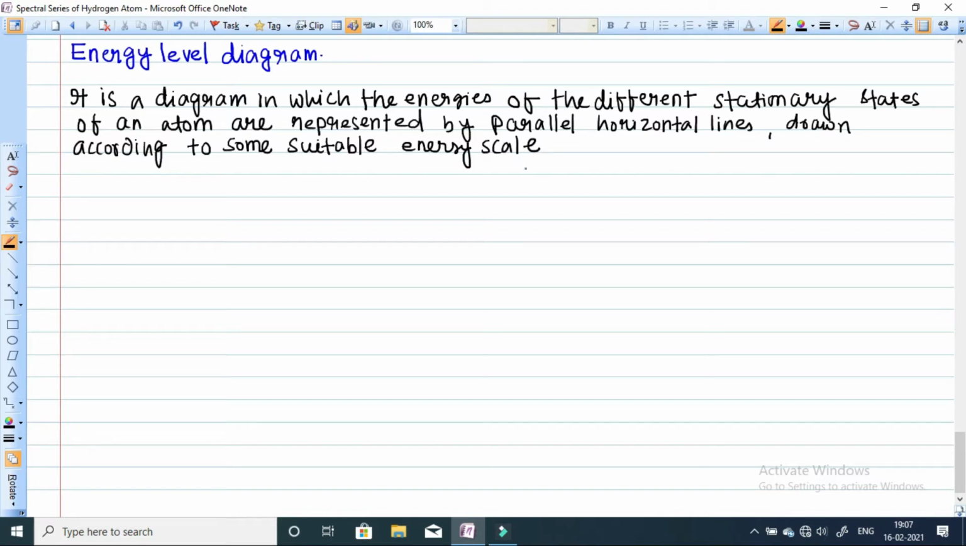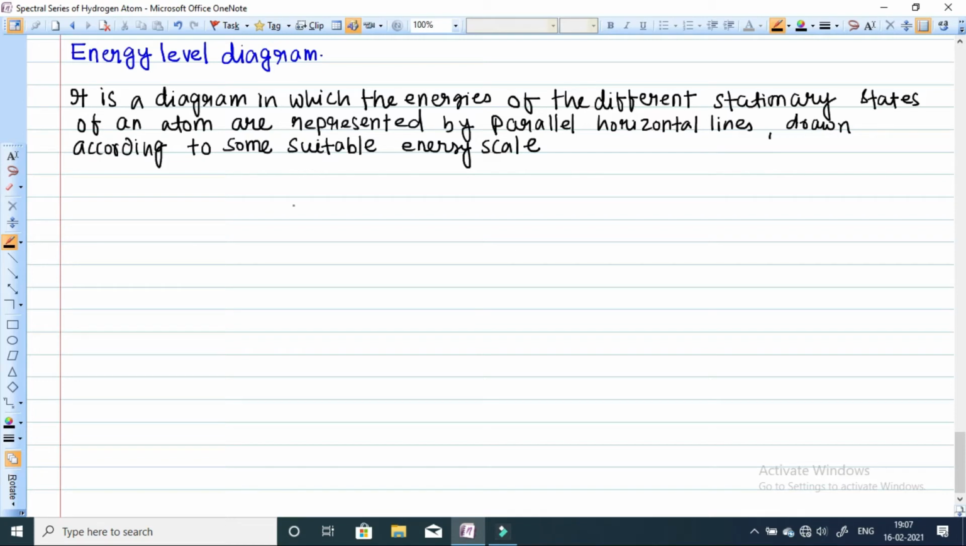So what is an energy level diagram? It is a diagram in which we simply represent the energy of different energy states or stationary states of an atom by drawing parallel horizontal lines. While drawing these lines, we need to choose some energy scale. When we draw such a diagram representing the different energy states of the atom, it is known as an energy level diagram. Such diagrams are very helpful in understanding stationary states and the emission and absorption of various spectral lines.